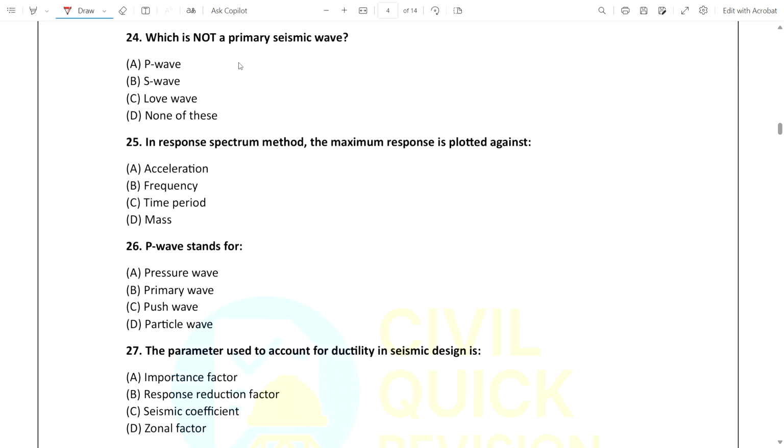Which is not a primary seismic wave? You see, P wave, S wave, Love wave, or none of the above? Here C is not a primary seismic wave.